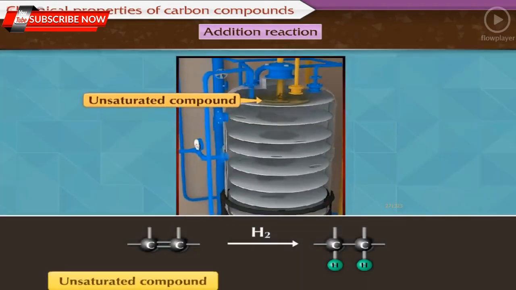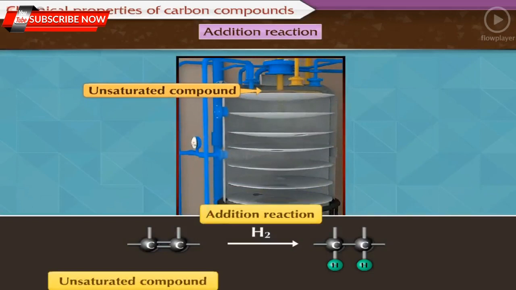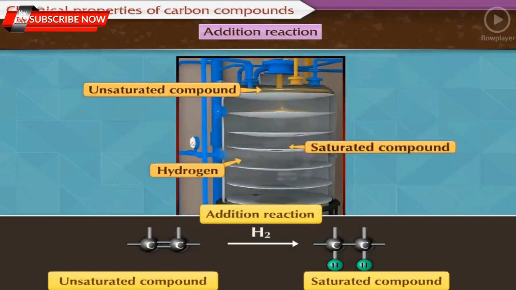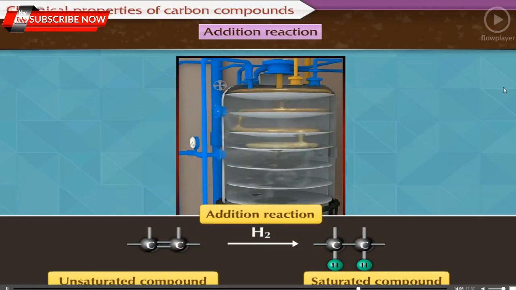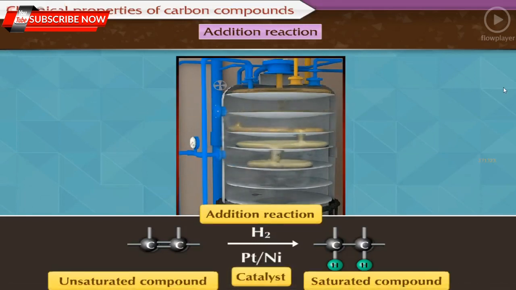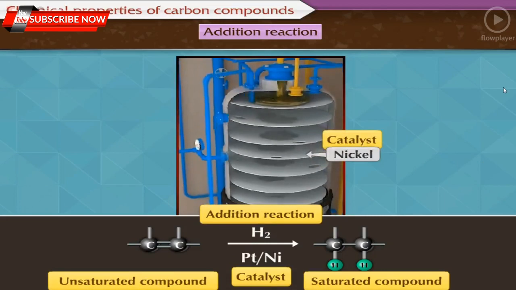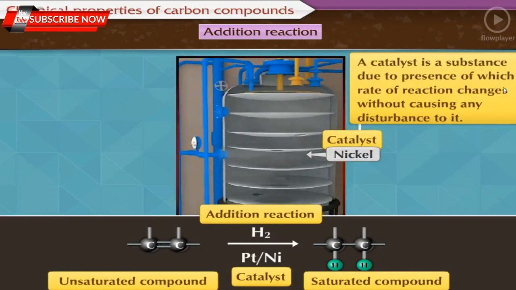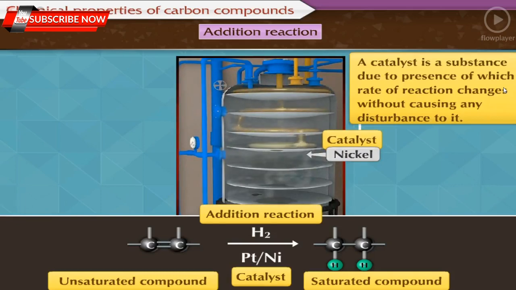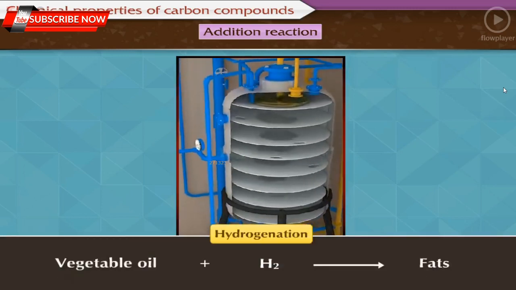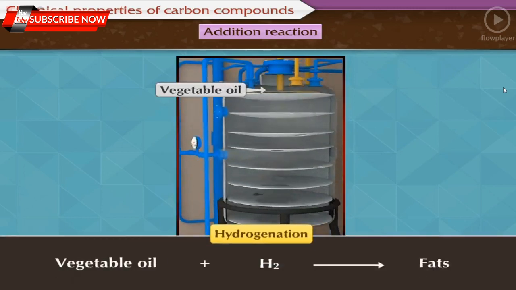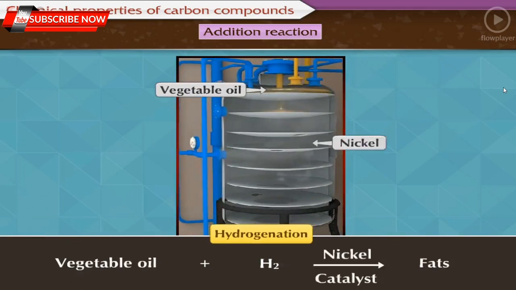The unsaturated compounds also undergo addition reaction with hydrogen and a saturated compound is formed. But it is necessary to use a catalyst like platinum or nickel for this reaction. A catalyst is a substance due to the presence of which the rate of reaction changes without causing any disturbance to it. This reaction is used for hydrogenation of vegetable oils in presence of nickel catalyst.